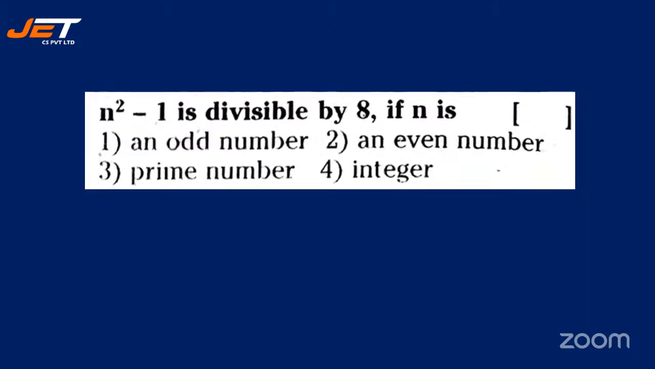N square minus 1 is divisible by 8 if n is dash. An odd number, an even number, a prime number, or an integer. So it is an odd number.